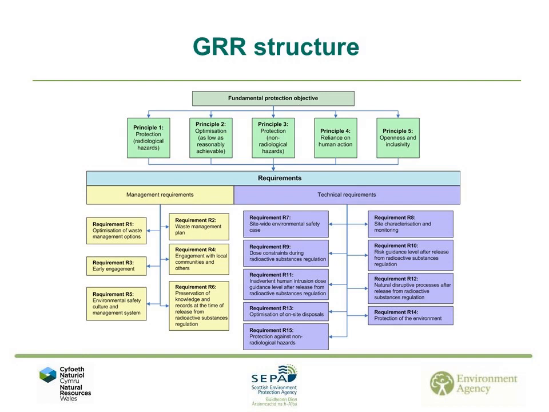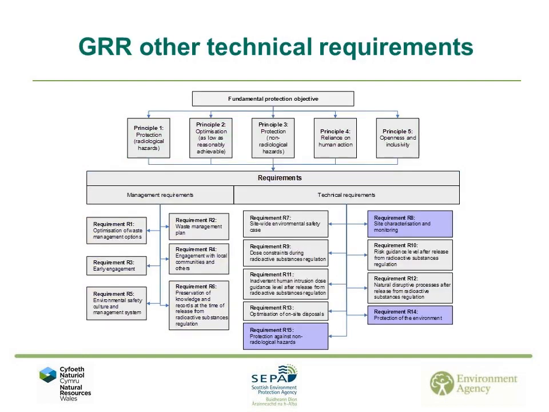There are a total of 9 technical requirements, shown in purple in this figure. Requirement R13, Optimization of On-Site Disposals, was covered in Module 2 of this technical training series. Requirement R7, Site-Wide Environmental Safety Case, was covered in Module 4. Requirements R9 to R12 give our numerical standards and were covered in Module 5. As already mentioned, this module will cover the remaining technical requirements, R8, R14 and R15.